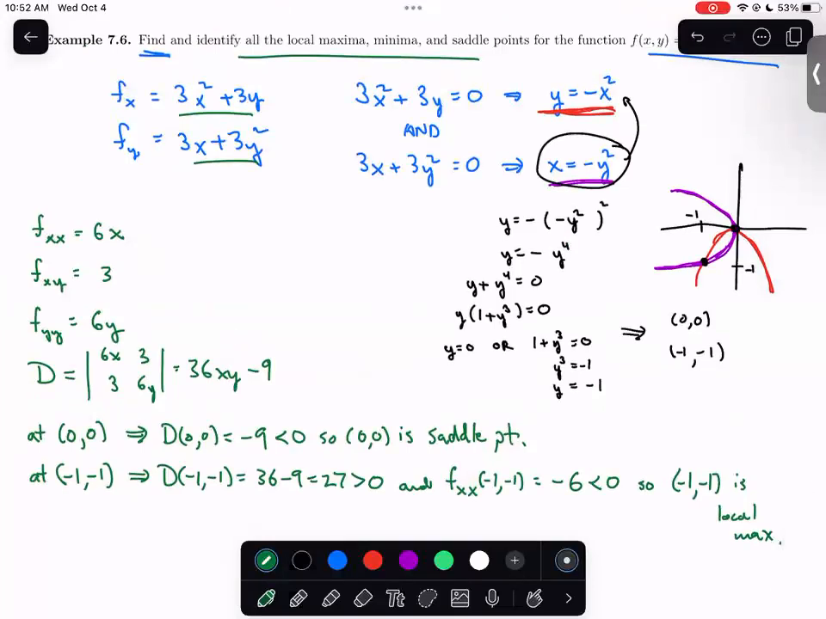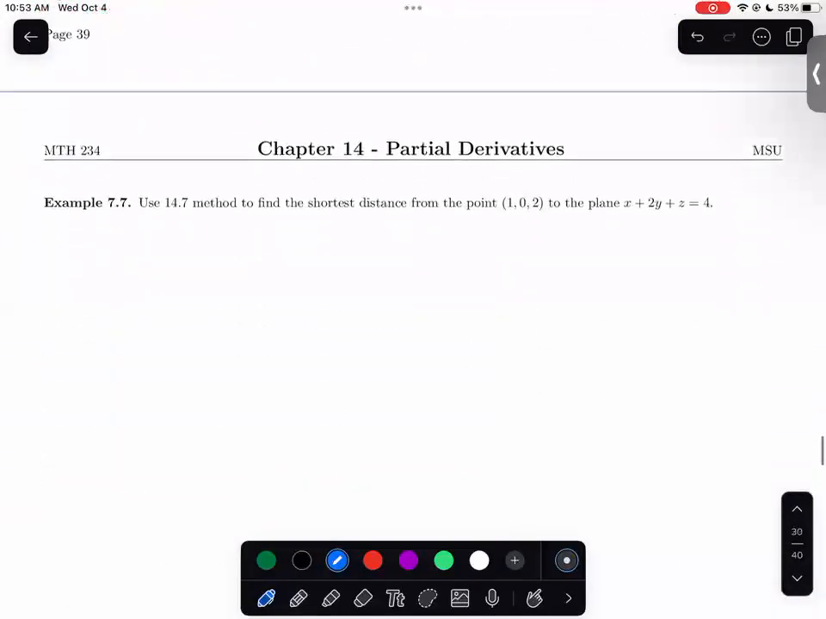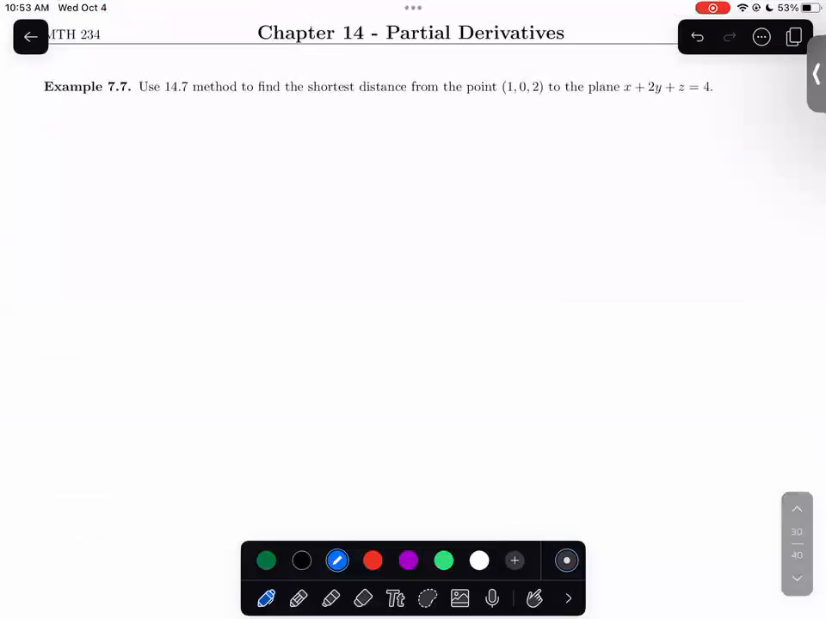All right, so we have now found all of our critical points and classified all of our critical points. Any questions on this one here? All right. So then, I think I have another problem for us.